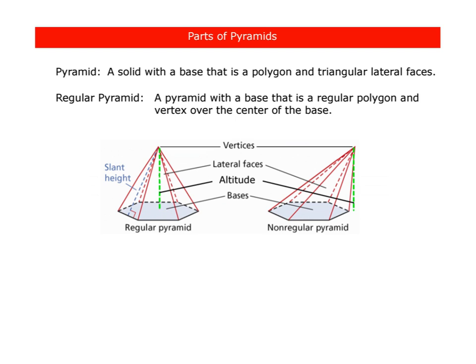And finally, the slant height is the distance between the vertex and the midpoint of one of the sides of my regular polygon. Notice I have a slant height for my regular pyramids and not for my non-regular pyramids. The slant height actually is the height of one of the triangular faces of my regular pyramid.